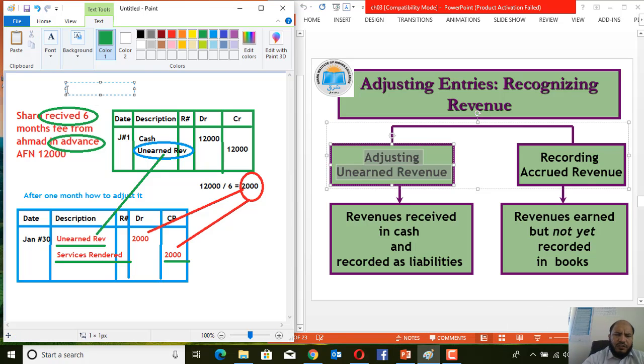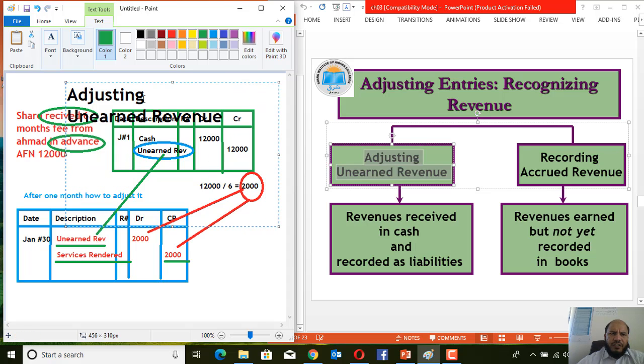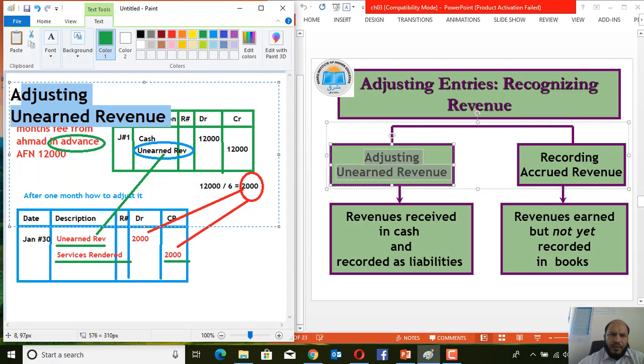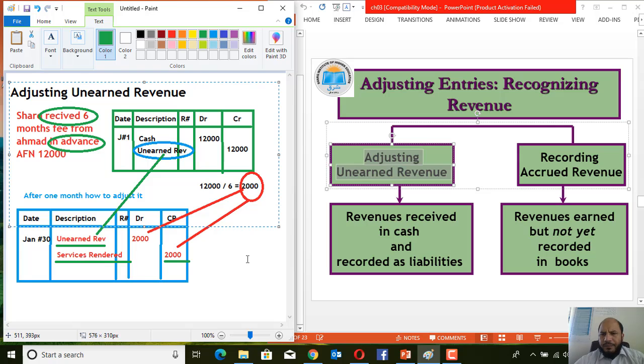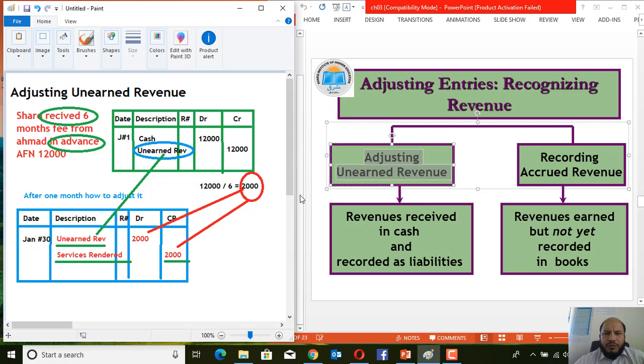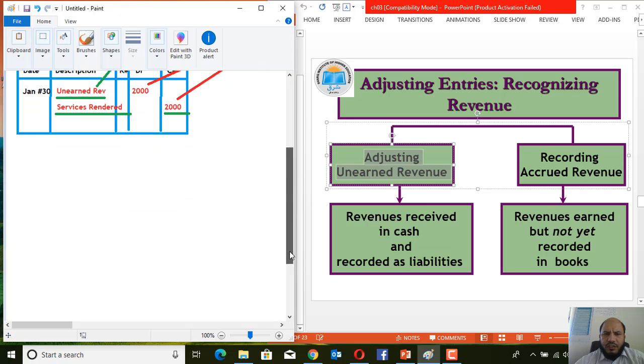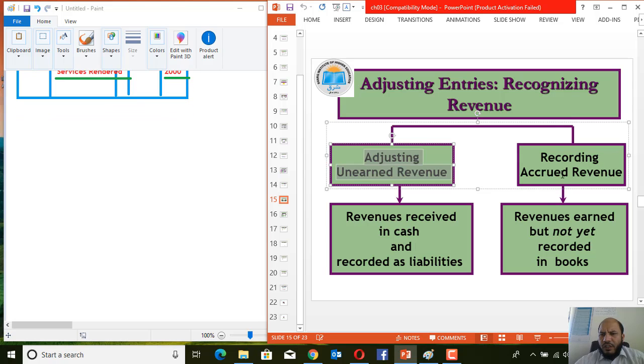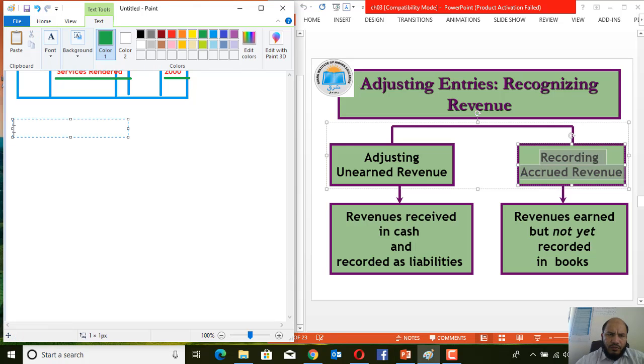So dear students, that was the adjustment of unearned revenue. Now we will move towards the adjustment for accrued revenue. How to record the accrued revenue and how to adjust it. So let's explain adjusting for accrued revenue.